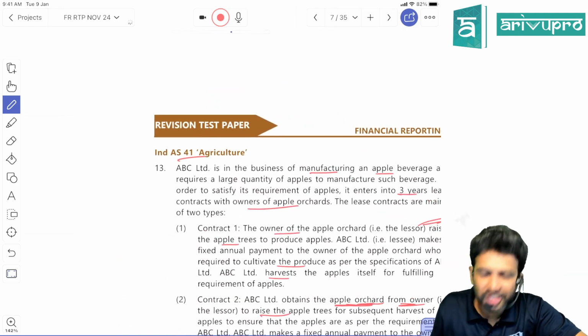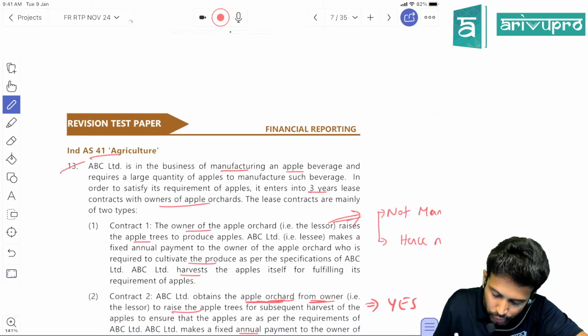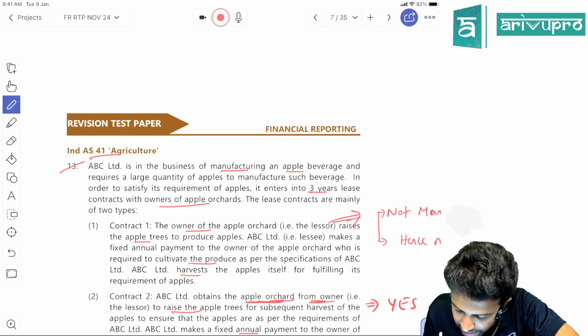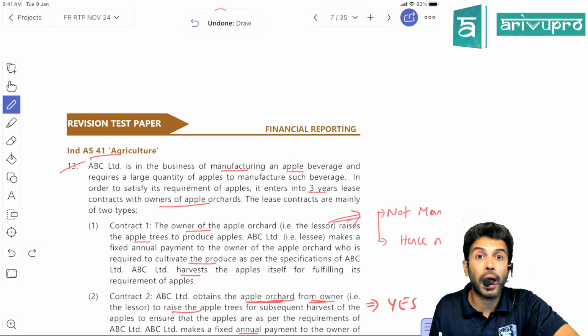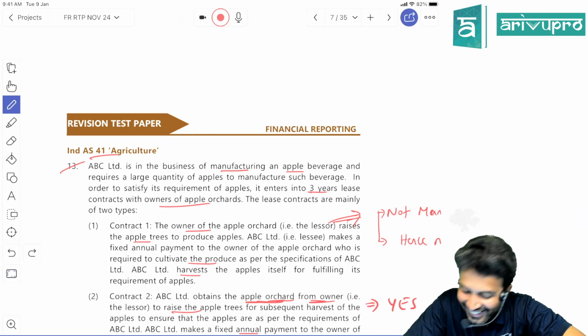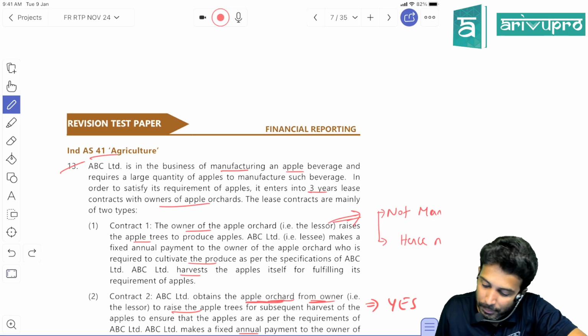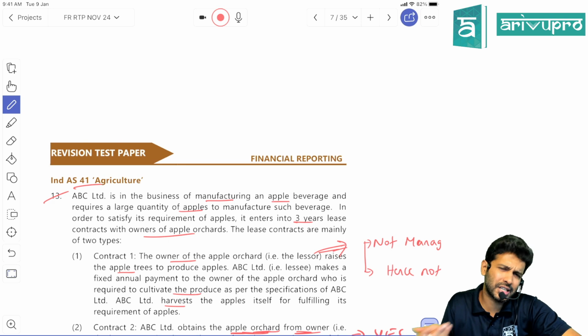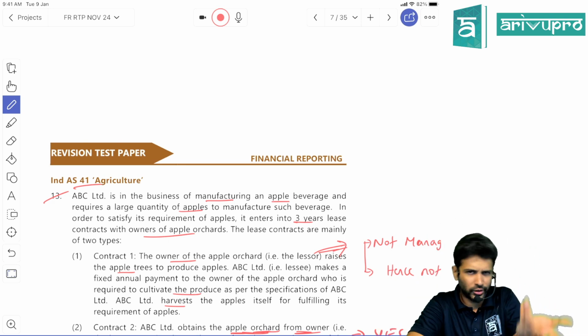So, okay, the next question is on Ind AS 41 Agriculture. Let's review this, question number 13. ABC is one entity. They are in the business of manufacturing an apple beverage, Appy Fizz, some apple drink they are making, whatever the drink, we don't know. So manufacturing of an apple beverage requires a large quantity of apples. Obviously, if you're manufacturing an apple drink, you need a lot of apples.